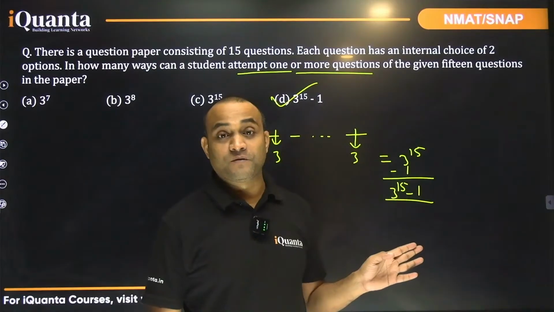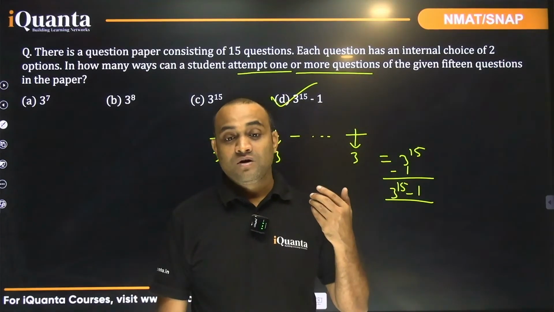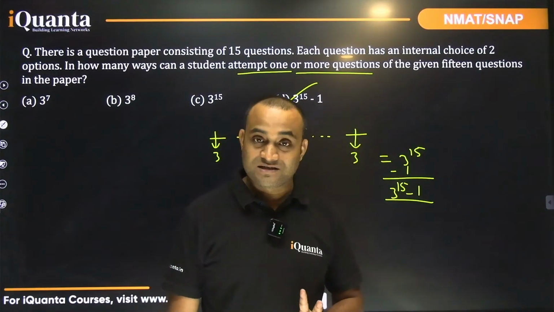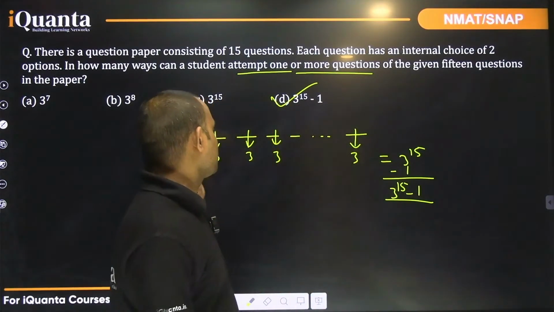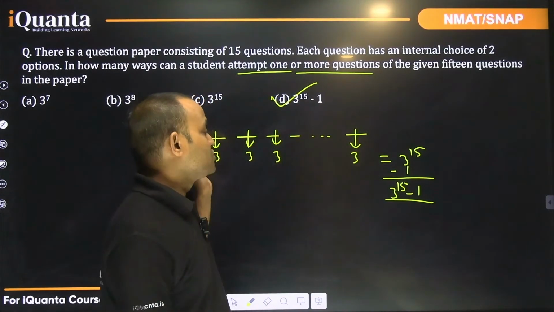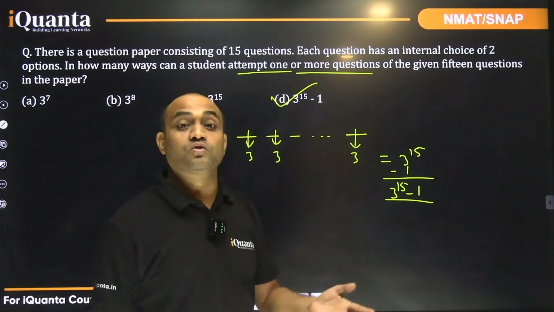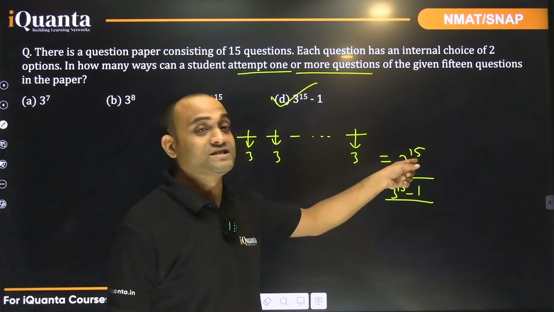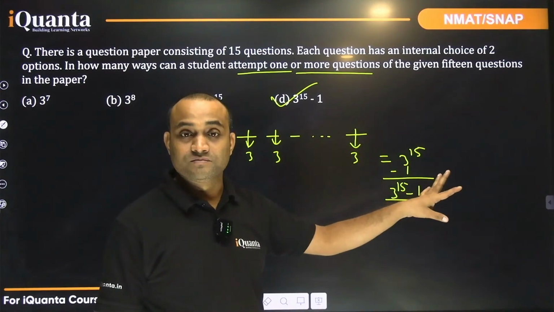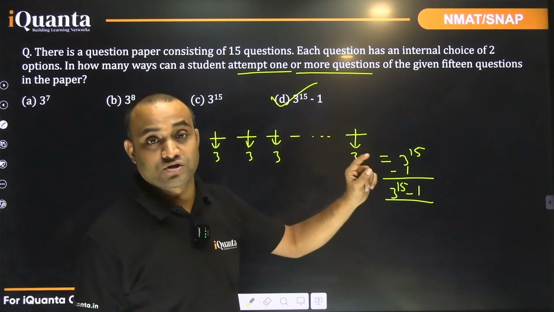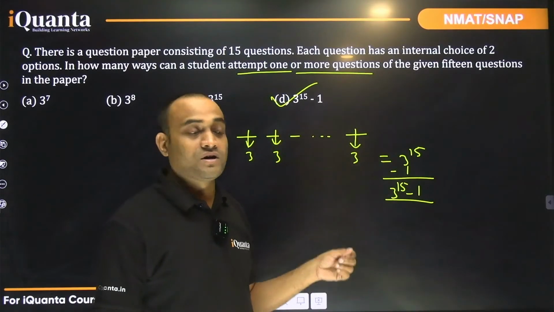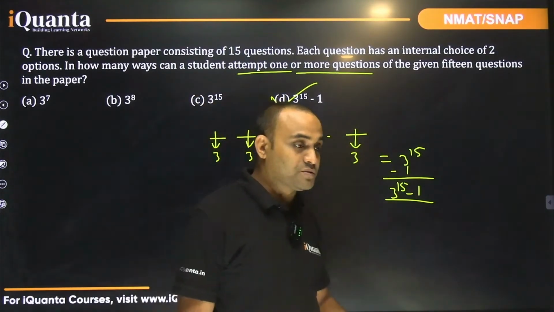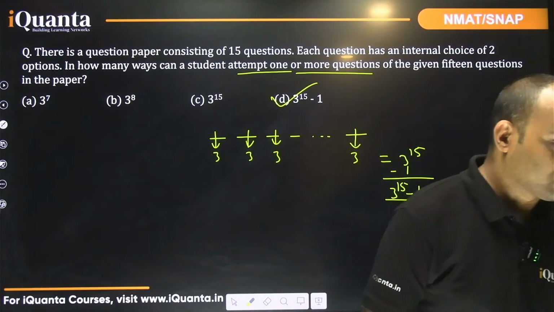So 3 to the power 15. But in this case, 0 questions have been attempted as well. If the student chooses not to attempt any question, he has attempted 0 questions at the end, and that will be one of the cases of 3 to the power 15. But it says one or more questions. So remove that case where he has not attempted a single question. That will be one case. So 3 to the power 15 minus 1.